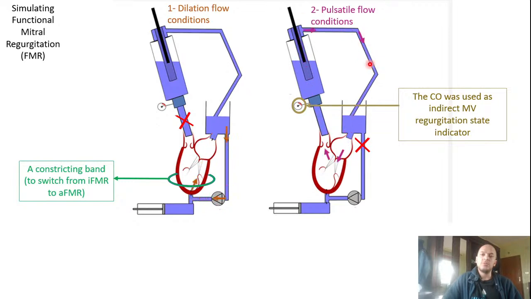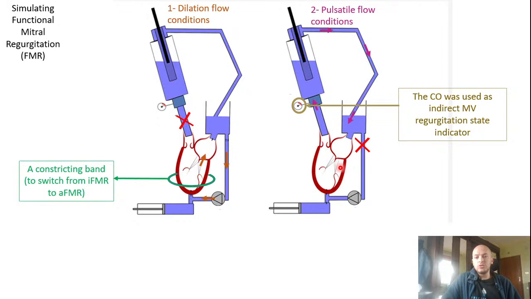So after the damage has been done, they're gonna simulate the normal physiologic cardiovascular circulation, which is gonna be in this way, by having this pump, and so then they're gonna try to measure how much mitral regurg is going on.